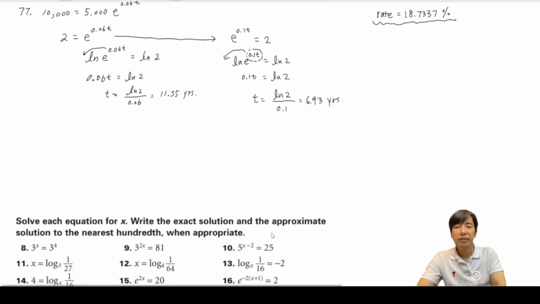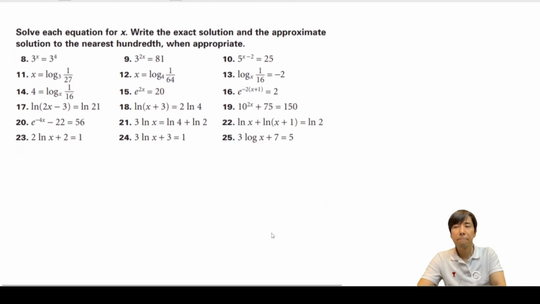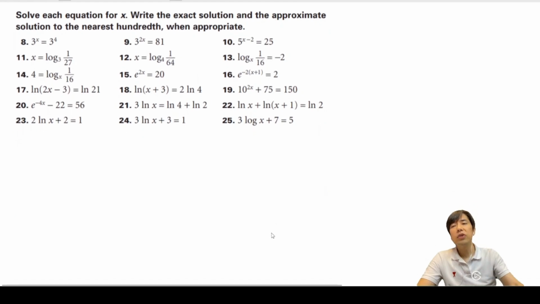Next one. Solve each equation for x. Write the exact solution and the approximate solutions to the nearest hundredth when appropriate. And for something like 8, it's very easy. I mean, obviously x must be 4 for them to be equal to each other, okay? These are very easy, so let me jump over to 15 maybe, 15.